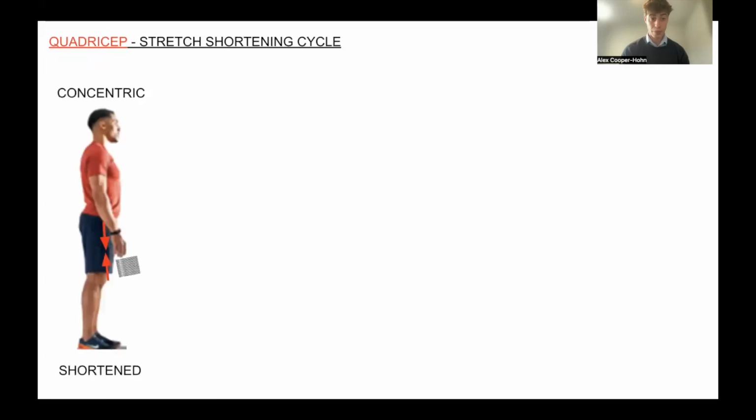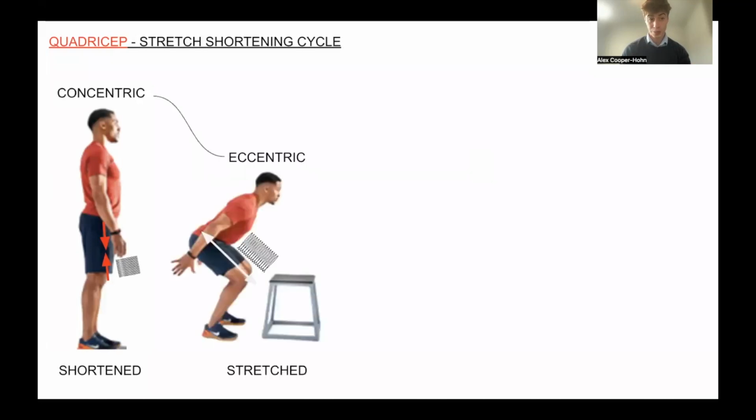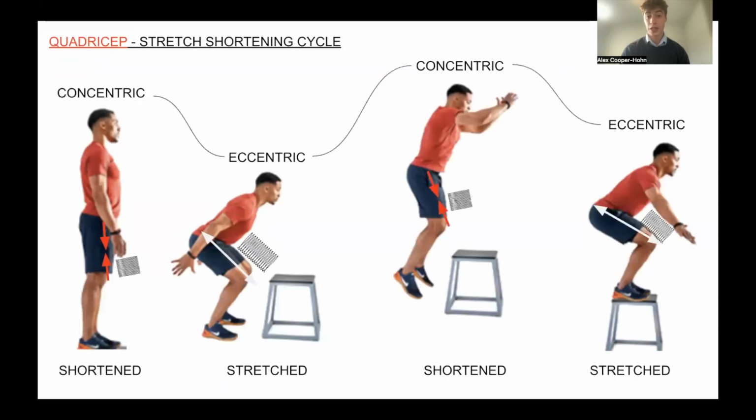Now, what does a stretch and shortening cycle actually mean? Well, it first needs to look at a singular muscle. In this case, we've chosen the quadricep, and it goes through shortening, concentric motion, into an eccentric motion, or vice versa, and then back into concentric and eccentric. So the muscle just has to move from a shortened or lengthened state, and then back.